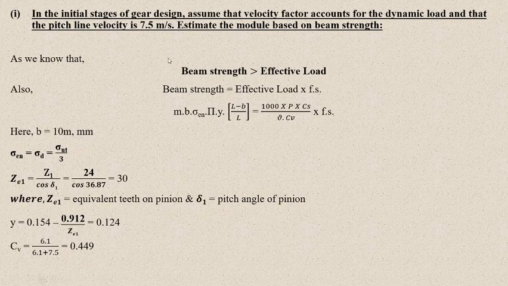Now come to the first point. In the initial stages of gear design, assume that velocity factor accounts for the dynamic load and that the pitch line velocity is 7.5 meter per second. Estimate the module. For the satisfactory design, we have to fix the relationship, and the relationship is this: beam strength should be greater than the effective load. So beam strength is this: m b sigma en pi y (L minus b) upon L, and the effective load is this into factor of safety. Put all the values and find the value of module. Here m, which we will have to find out.